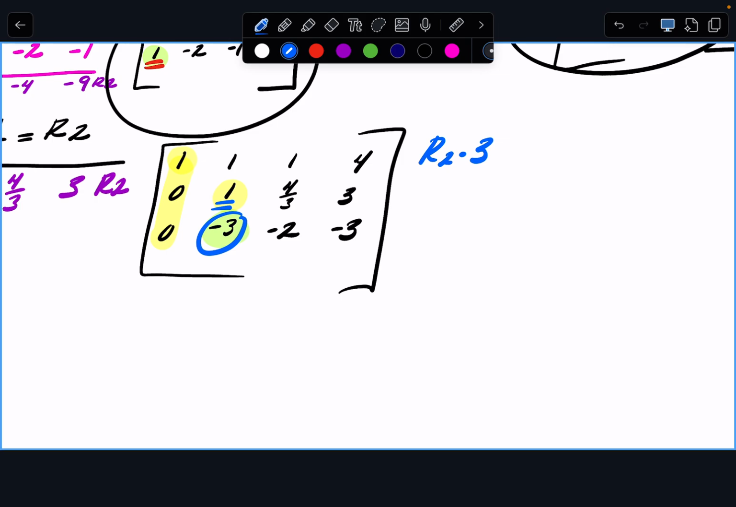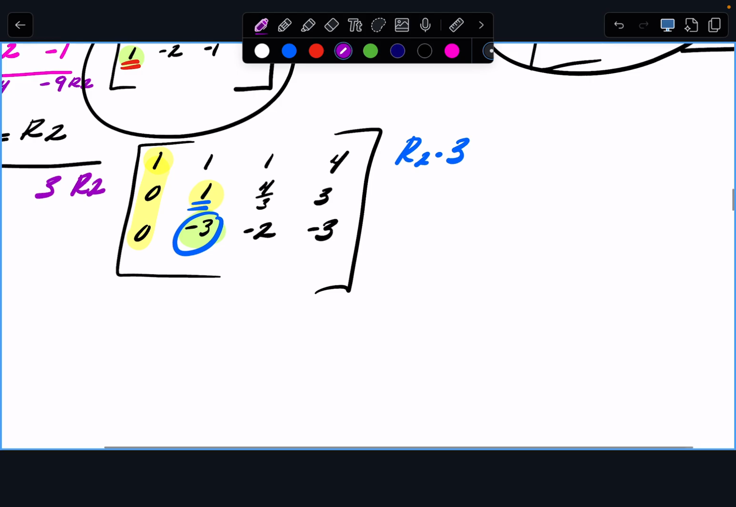So this will never ever ruin anything you've already done. Do you see what I'm saying? When people start doing random stuff, they'll go, oh crap, but that ruins my 1. Oh crap, but that ruins my 0. Okay, row 2 times 3, because of this 1, it's really easy to get 0s if you're using the 1.